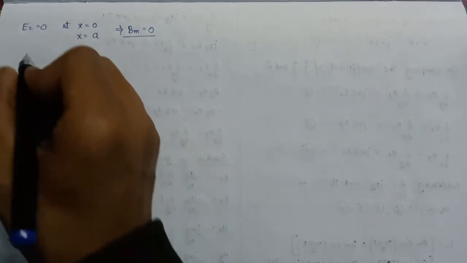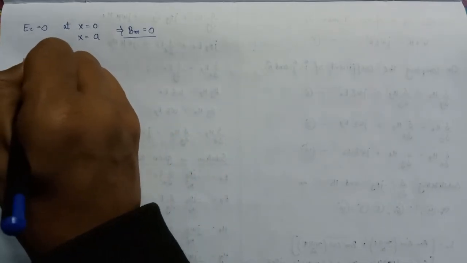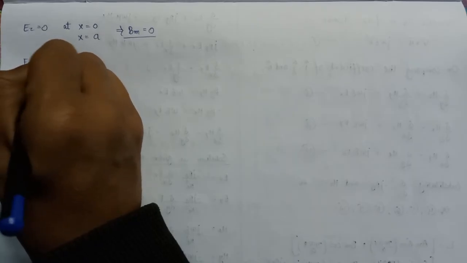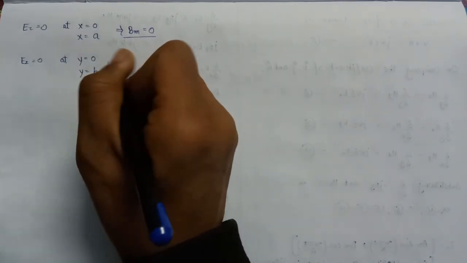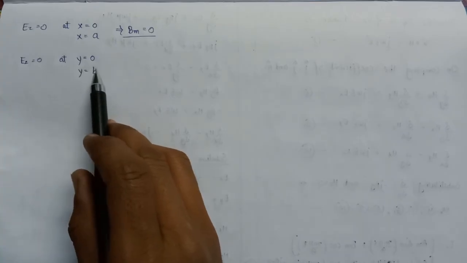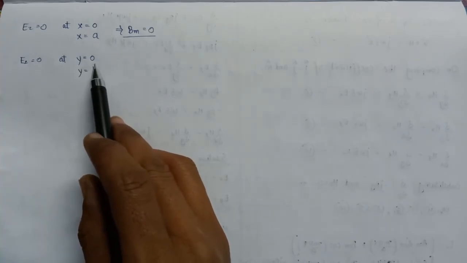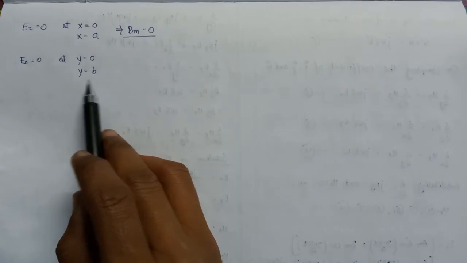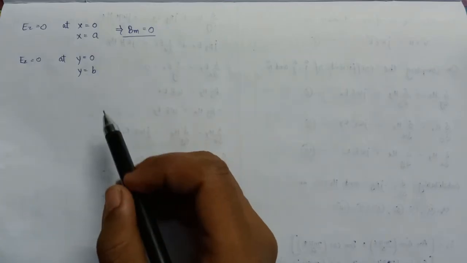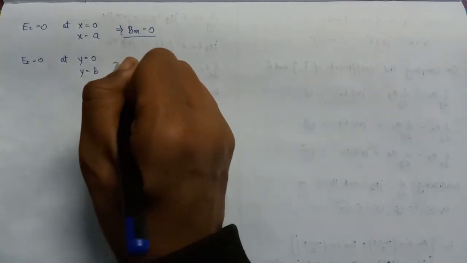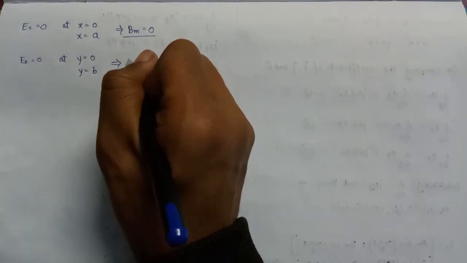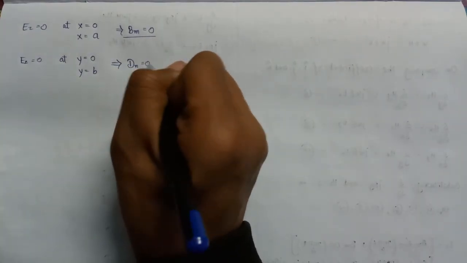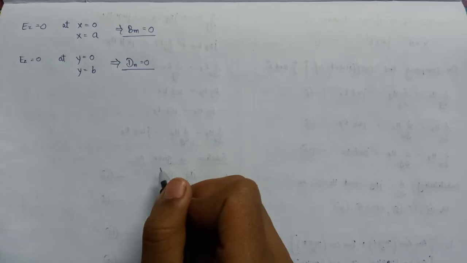Similarly, according to the second boundary condition, E of z is equal to 0 at y equals 0 and y equals b. Here y equals 0 represents the bottom wall of the rectangular waveguide, and y equals b represents the top wall of the rectangular waveguide. And if we note down the conclusion from this second boundary condition, it will result in the D of n component being equal to 0 only.